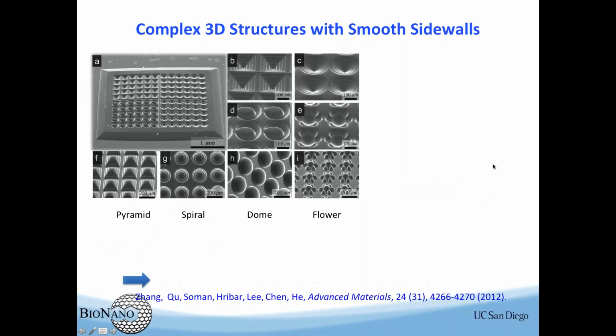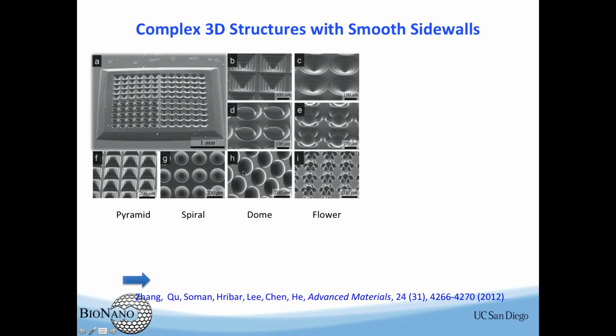I also want to emphasize that it doesn't matter how complex the structure is, you can easily print it in a matter of seconds. Here, all these patterns, pyramid, spiral, dome, flowers, can be printed simultaneously. If you don't want a uniform pattern like this one, you can create a gradient of the structure or topology, with different features and different distances. It's very easy. You print the whole thing simultaneously.